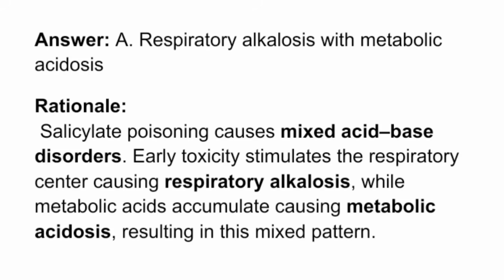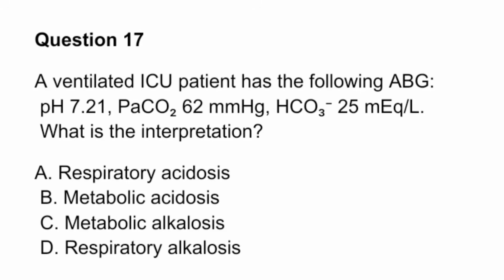Question 18. A ventilated ICU patient has the following ABG: pH 7.21, PaCO2 62 mmHg, HCO3- 25 mEq/L. What is the interpretation? A. Respiratory acidosis. B. Metabolic acidosis. C. Metabolic alkalosis. D. Respiratory alkalosis.